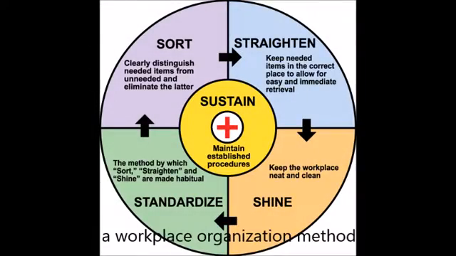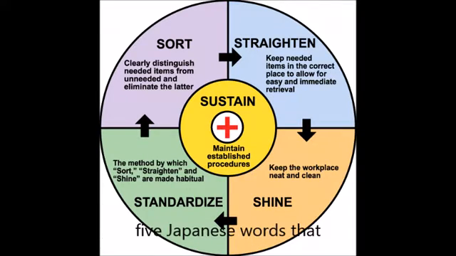5S is the name of a workplace organization method that uses a list of 5 Japanese words that translate roughly into sort, set or straighten, shine, standardize, and sustain. The list describes how to organize a workspace for efficiency and effectiveness by identifying and storing the items used, maintaining the area and those necessary items, and sustaining the new order in the workplace.